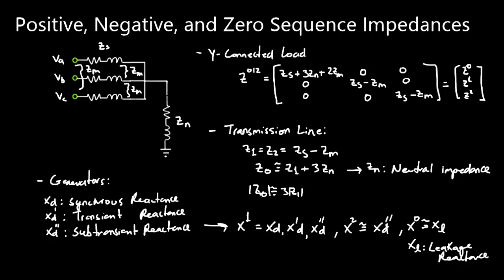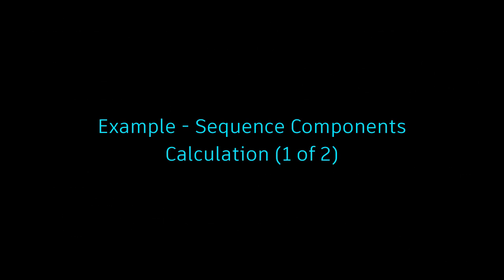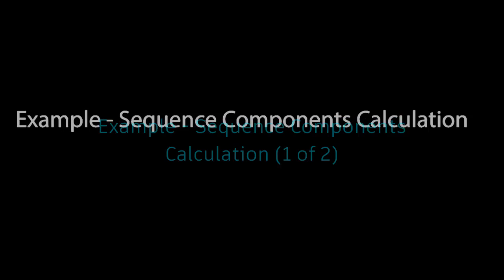of equipment. Alright, so now that we've talked about sequence voltages, currents, and impedances, let's take a look at a few examples of how we can convert the phase quantities to sequence quantities, or the other way around, sequence quantities into phase quantities. Alright, so in this example we're going to be seeing how we can convert from phase components to sequence components. So if we know the phase components, then we have the equations that we can use to convert to sequence components. So we can go from A, B, and C to positive, negative, and zero sequence currents or voltages.